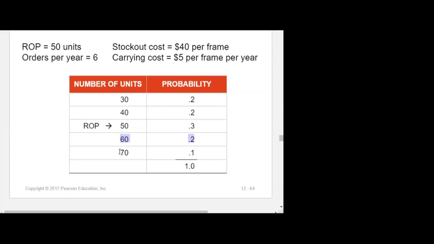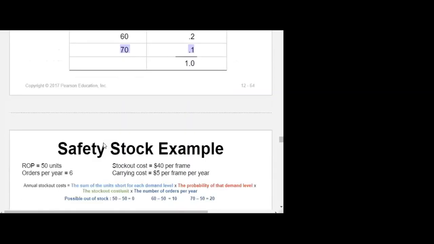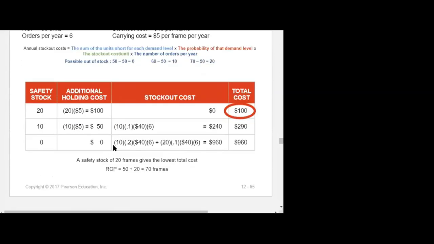How about if, because in the past we had cases, we had 10% of days, we had 70 items sold. What if that 10% happens today, right? If that happens today, what's the cost to you? 20 items stock out, multiplied by the profit you could make from it, multiplied by the stock out cost, right? So there are two possibilities based on historical data.